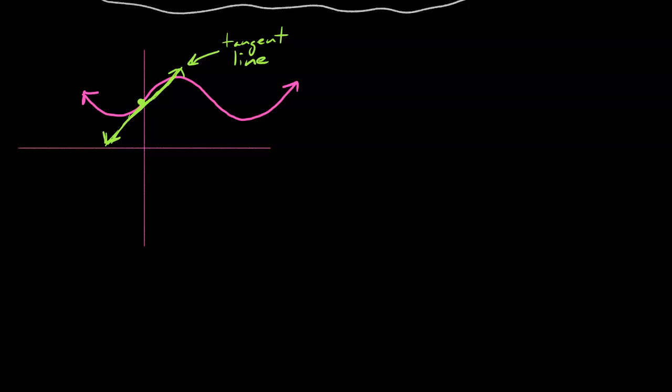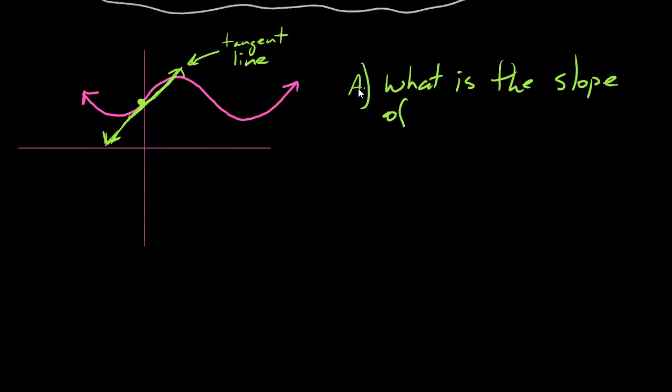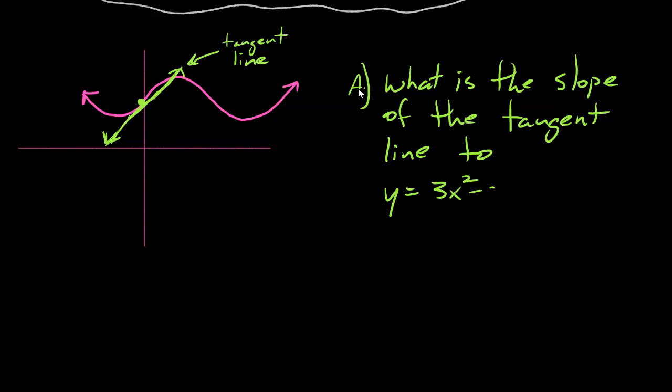So you are going to be answering some questions about tangent lines now that we can find derivatives much quicker. So let's do one of the examples together here to start with. What is the slope of the tangent line to y equals 3x squared minus 2x at x equals 3?